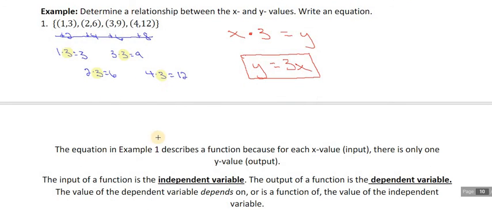Now technically in example 1, we did have a function because for every x value there was one y value. For every input there was one output.